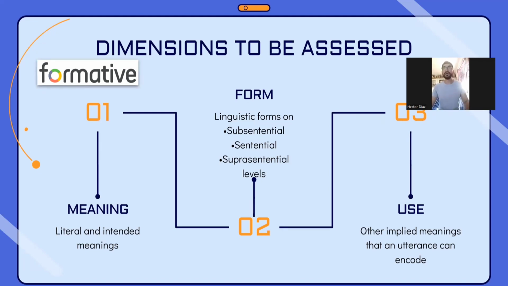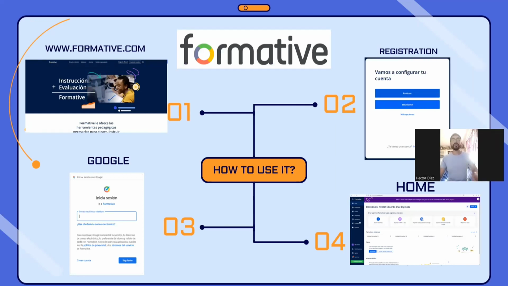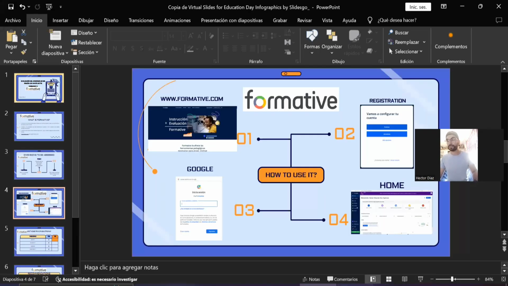So let's see how to use it. How to use Formative: we have to go to formative.com, where we can create an account or log in if we already have an account. We can select our profile. It can be a teacher profile or a student profile, and we can use our Google account in order to access it. Let's see in real time.